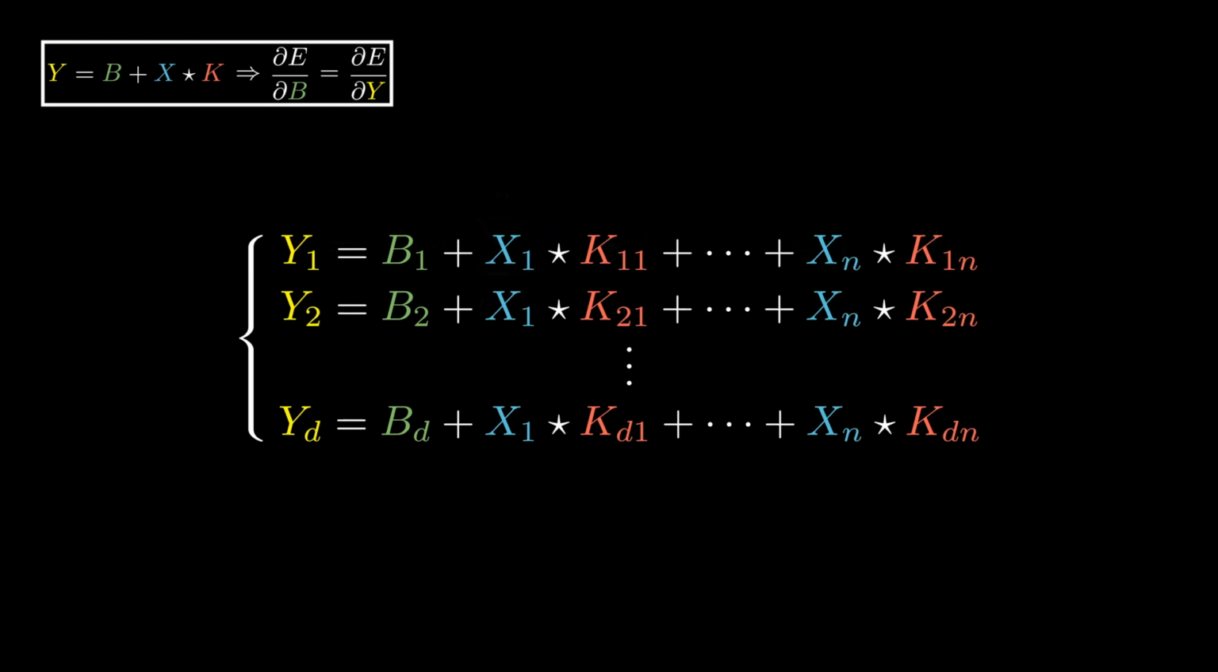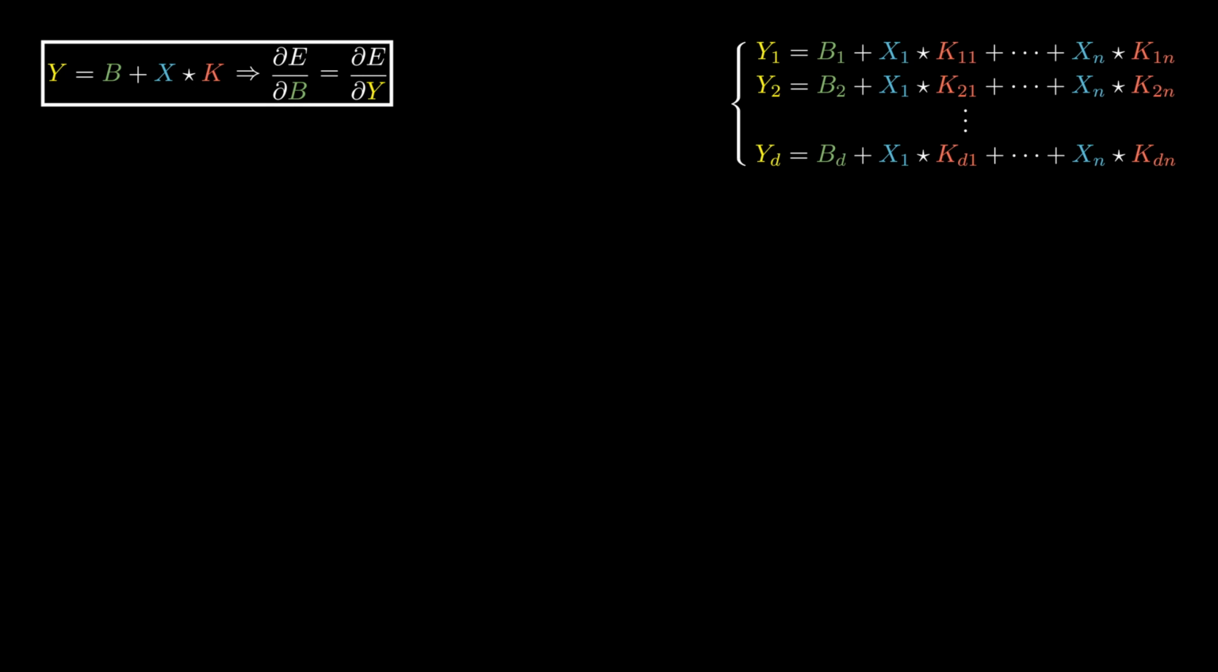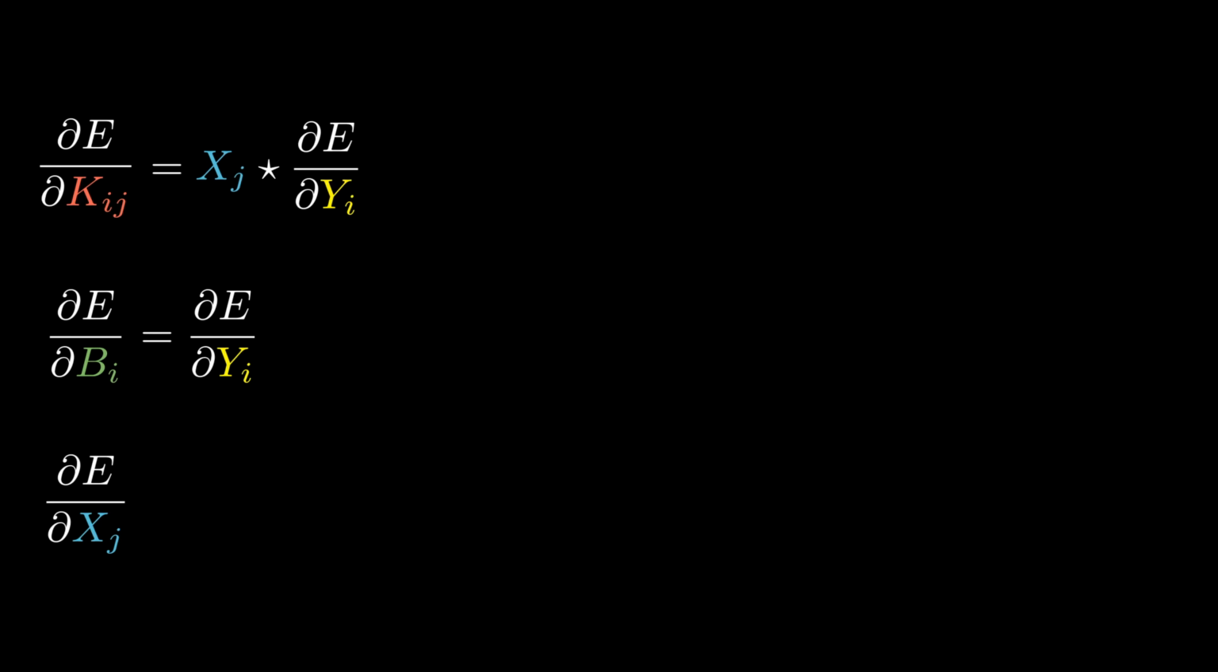The goal is to find the derivative of E with respect to B. So, let's start with an example and compute the derivative of E with respect to B1. Looking at the equations in the upper right corner of the screen, we see that B1 only appears in Y1. Using the helper that we have, we can say that the derivative of E with respect to B1 is equal to the derivative of E with respect to Y1. And this goes for every Bi. 2 pieces out of 3. We can now update the parameters using gradient descent.